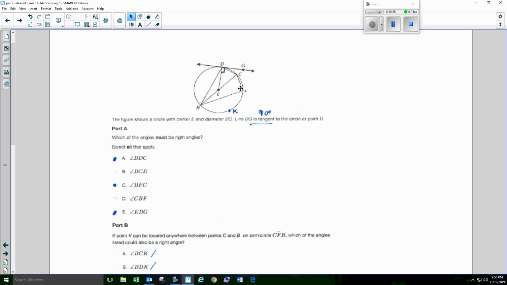BFC. Notice this is an inscribed angle and it connects at the ends of its diameter right here. So it's half of this semicircle, which is 180 degrees. Half of 180 is 90 degrees also.